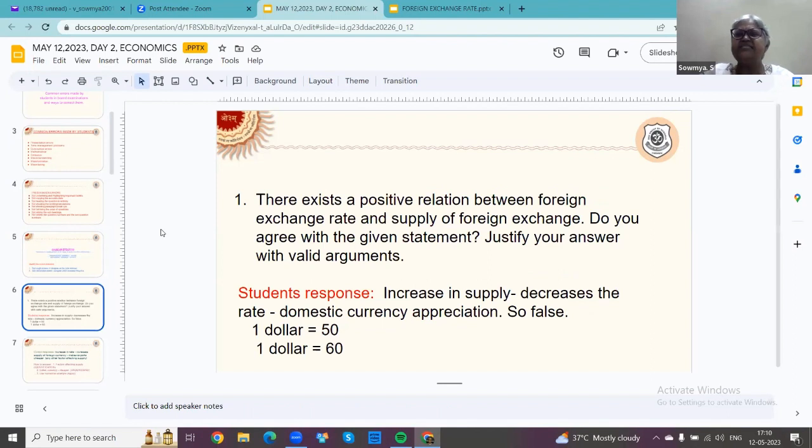The child's response is that there is going to be a decrease in the rate, and an increase in supply. When will there be an increase in the supply or a shift to the right? Any factor, but not the foreign exchange rate. Any other factor other than the rate, isn't it? Yes. That's exactly the way it is supposed to be understood.